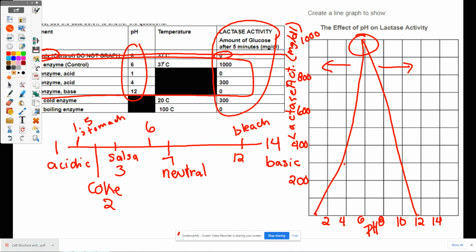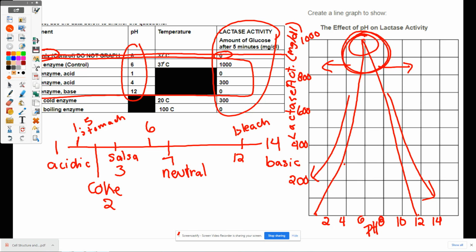And if the shape of the enzyme changes, it denatures and it no longer works. pH was one of those environmental conditions. So in the optimal range, lactase is working great. But once we get out of that optimal range, we see that the lactase stops working.